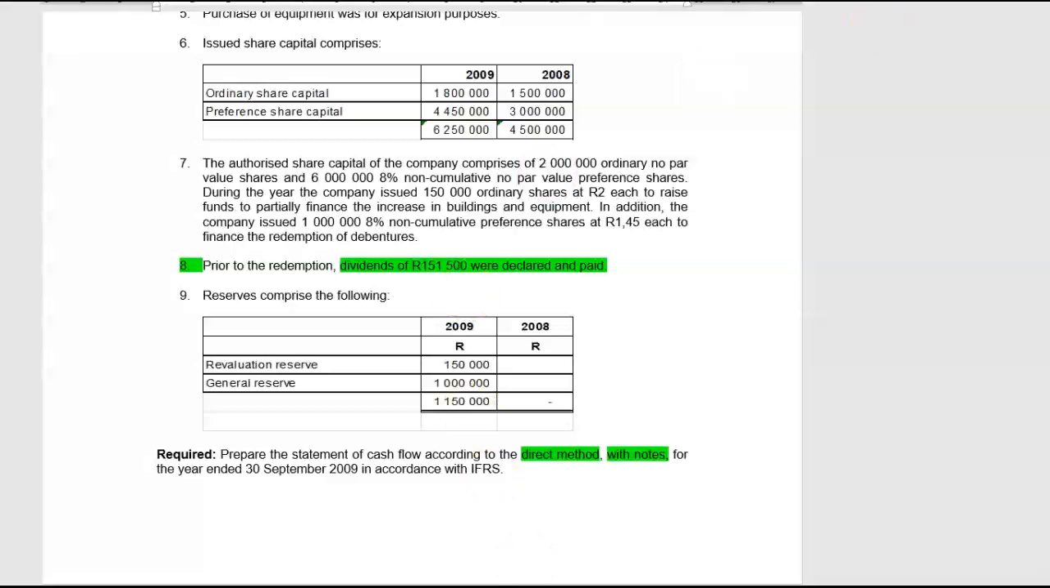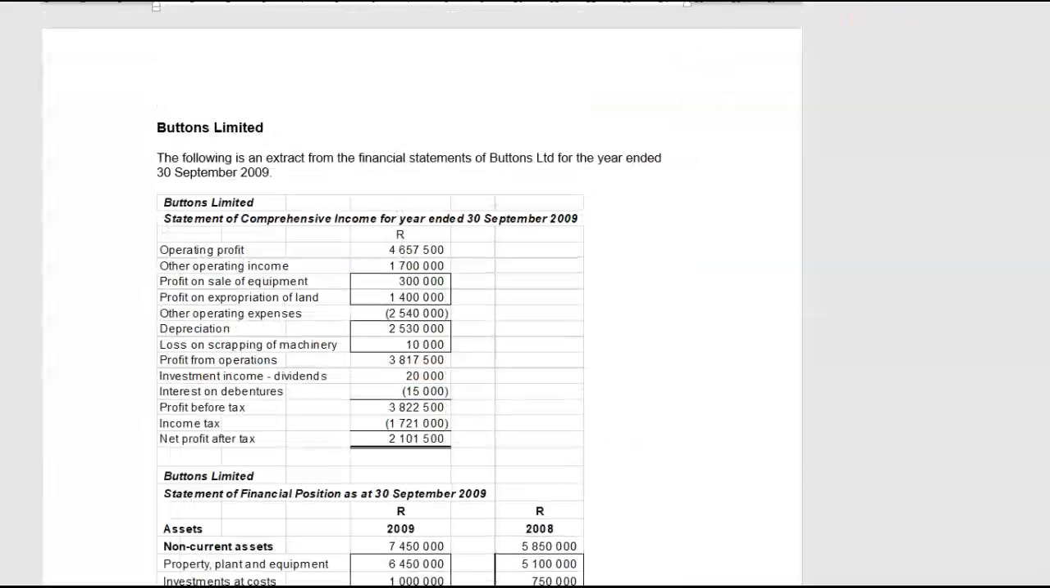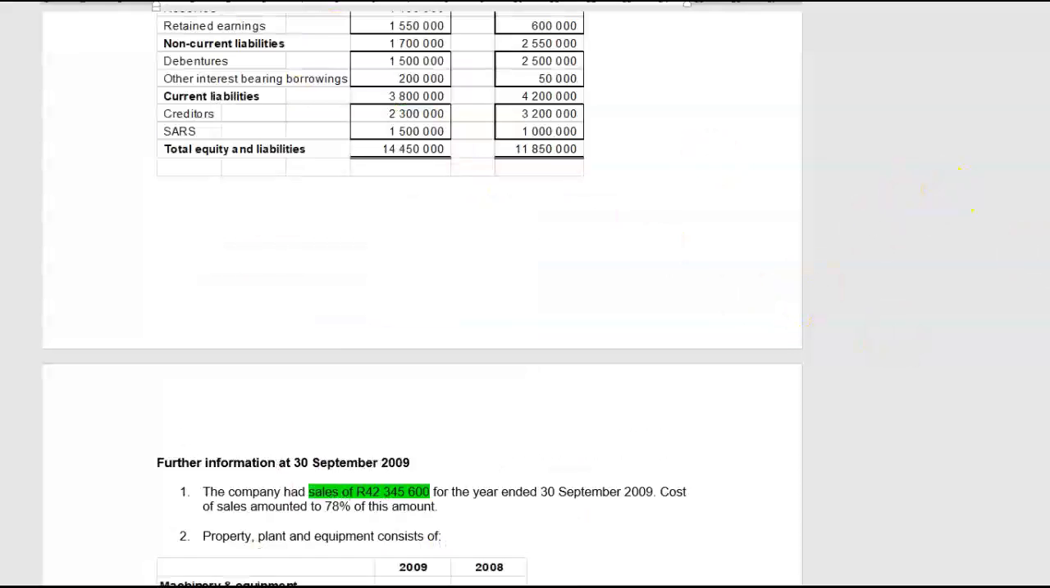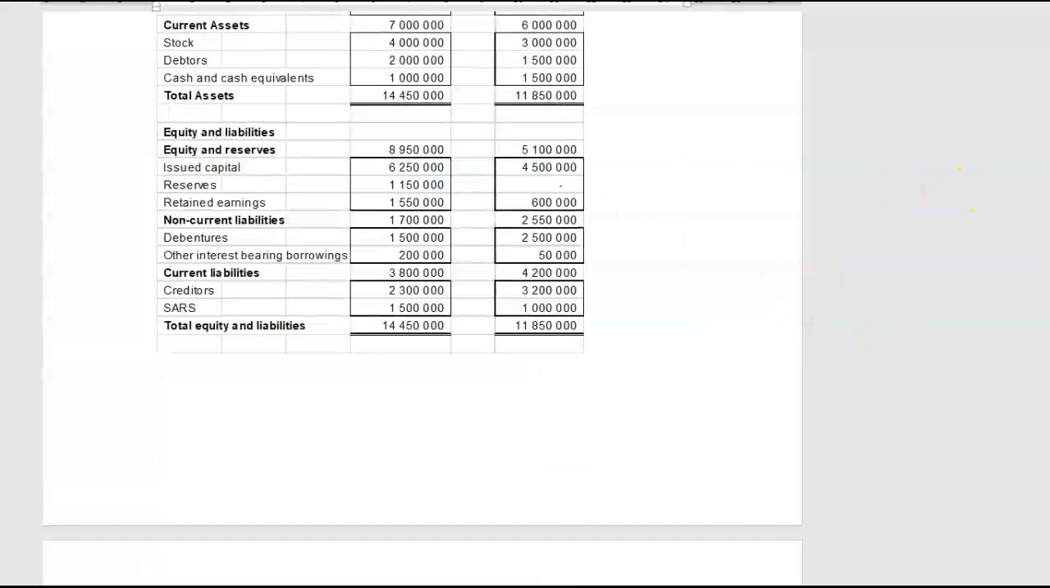Now, if we go to our income statement, they haven't given us the sales in the income statement, they started at operating profit. But in our first bullet point, they told us that the company had sales of 42,345,600. So that is our starting point. Now in the additional information, there was something about debtors. So I can just go the easy route.